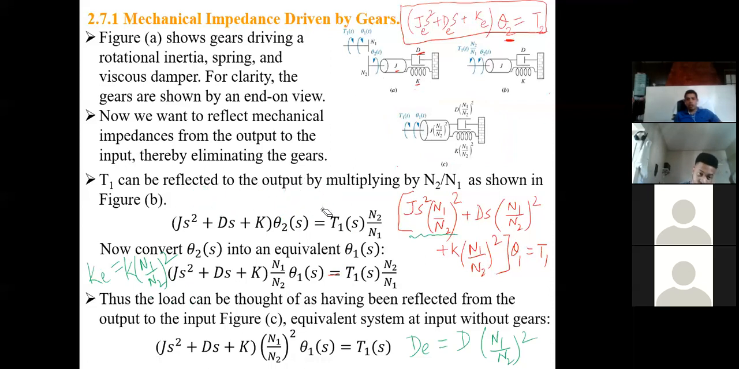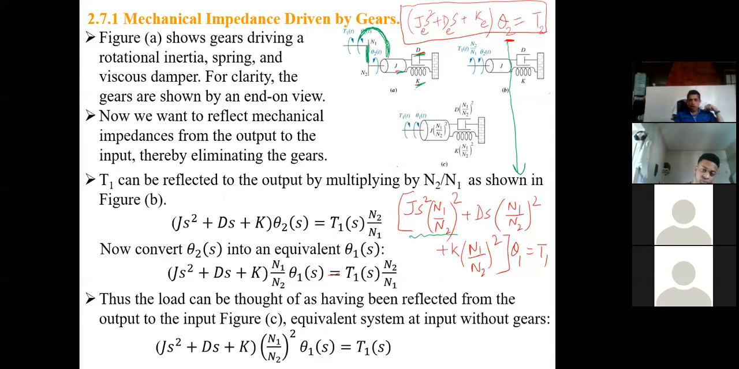Now the conclusion is very important. Please pay attention to it, everybody. Here, I'm going from theta 2 to theta 1, meaning I'm going from here to here. So when you are going from theta 2 to theta 1, what are you carrying with you? You are carrying J, D, and K with you. Yes or no? You are jumping over the gears here. This is the gear. You are jumping from theta 2 to theta 1. When you jump from theta 2 to theta 1, you have to change your J, your D, and your K. How do you change it?